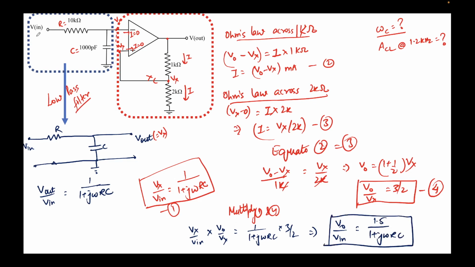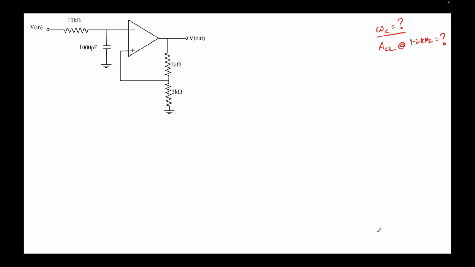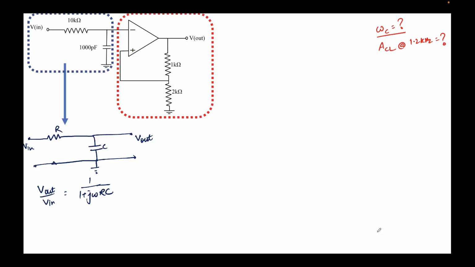Omega is nothing but the input frequency of this circuit. So omega is 2 pi f. The units of omega are radians per second, and if it's in hertz, then the term f here is frequency in hertz. So this is the expression that we have gotten. I'll go to the next slide. So yeah, we have obtained that V naught upon Vin is equal to 1.5 over (1 plus j omega RC), where R is 10 kilo ohms, remember, and C is 100 picofarad.